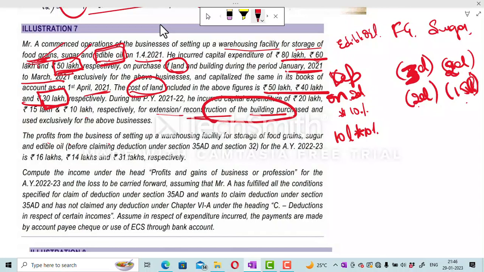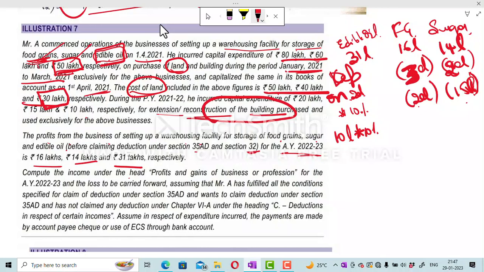So the profit from the business of setting up of warehousing facility for storage of food grains, sugar, edible oil, before claiming deduction under 35AD and 32. 32 is for depreciation, so they are telling that they haven't calculated depreciation also. For assessment years 20 to 23 it is 16 lakhs, 14 lakhs and 31 lakhs.